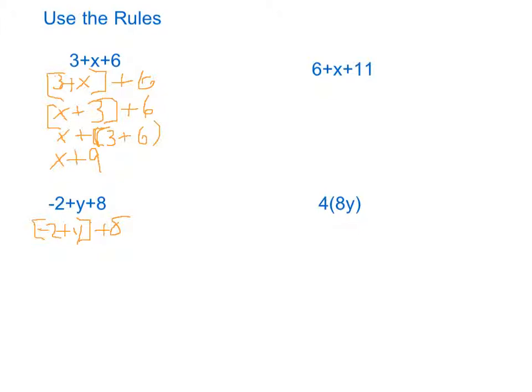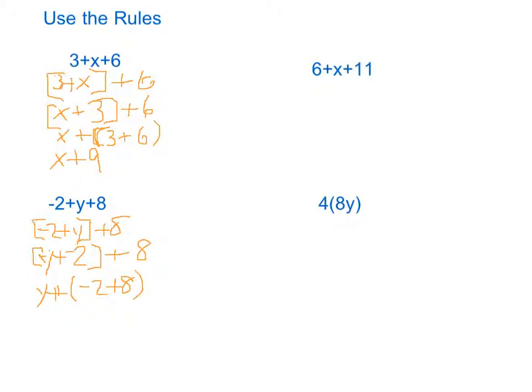All right, so first of all, let's change around. Let's use our commutative property. So I'm now switching them around: y plus -2 plus 8. And now let's take a look at using the associative property. y plus -2 plus 8.